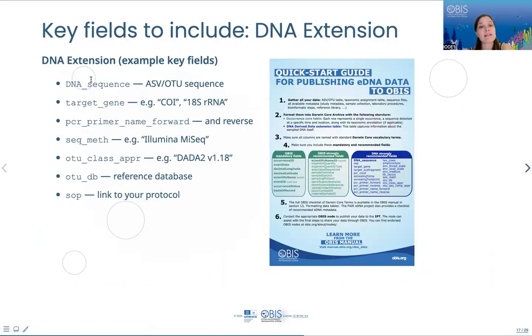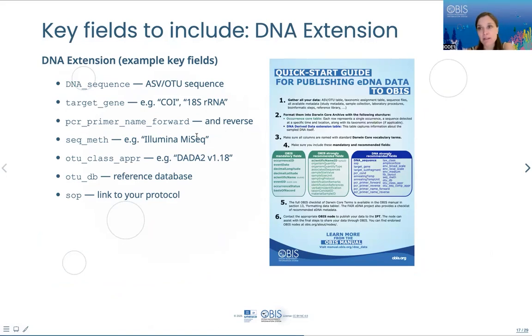And then if we look at the DNA extension, the important fields to include are, of course, the actual DNA sequence, your target gene, so what was the targeted genetic region, and your PCR primers, both forward and reverse. This has several fields: the primer's actual sequence, the primer names, the reference to that primer, and so on. So you can really record that information in detail so it's easy to understand and search later on.